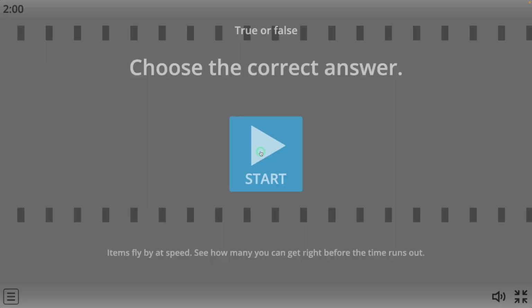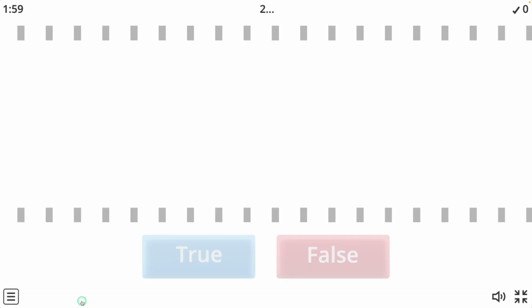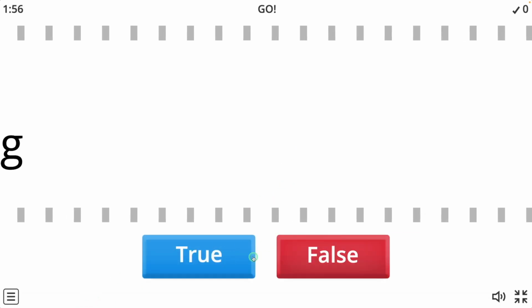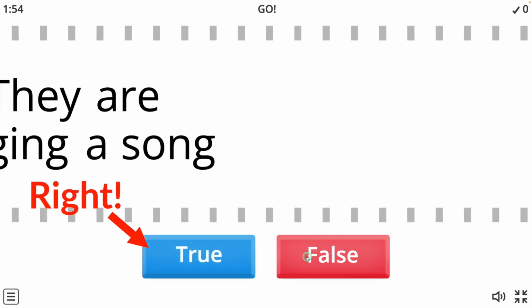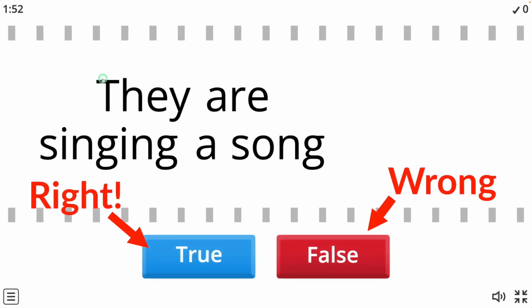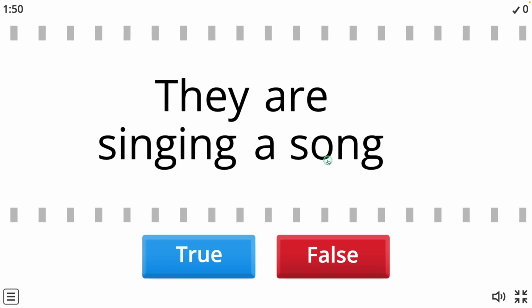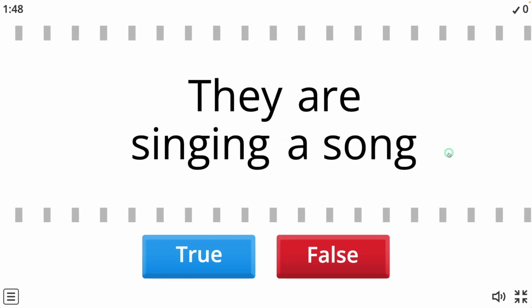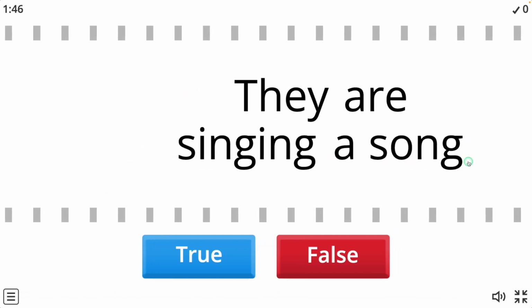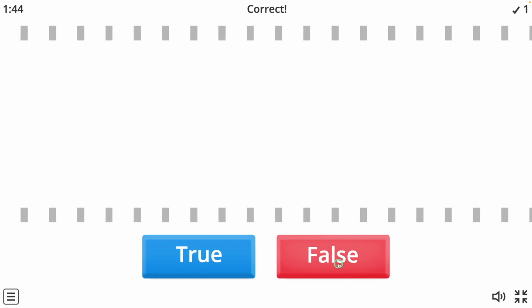Let's push start. Alright. And it's true or false. So if it's right, it's true. If it's false, it's wrong. So look, this sentence, they are singing a song, begins with a capital T and does not end with a period. So that's false.